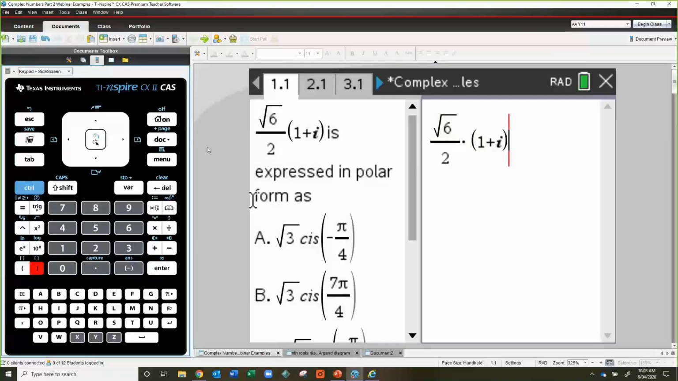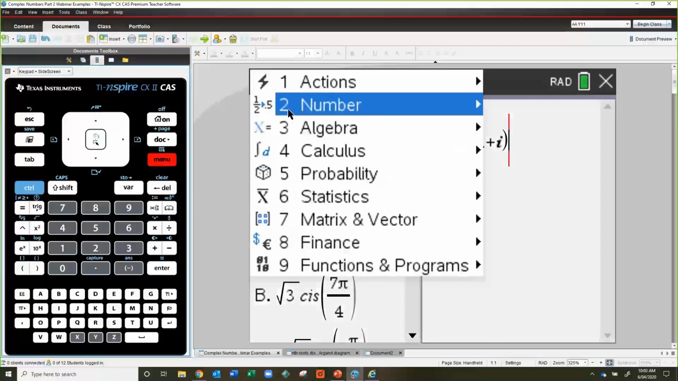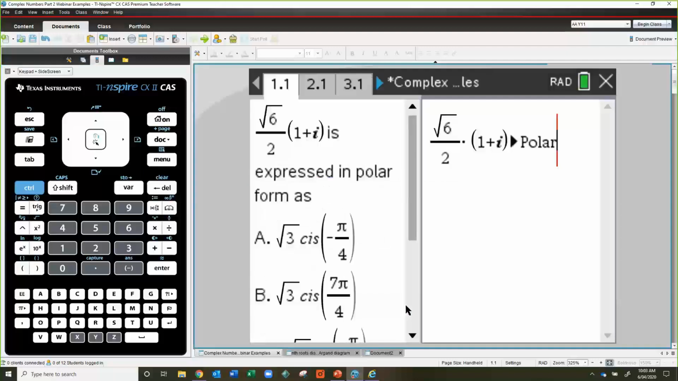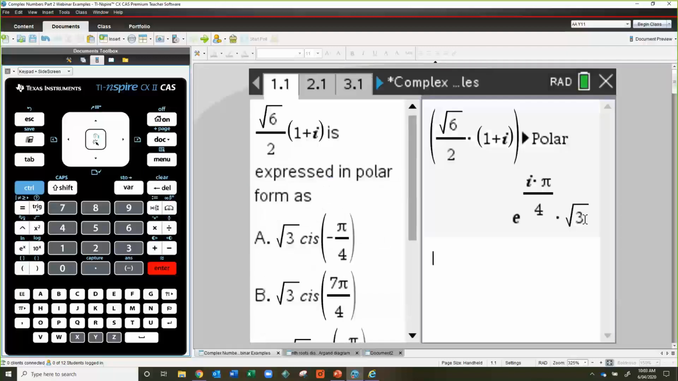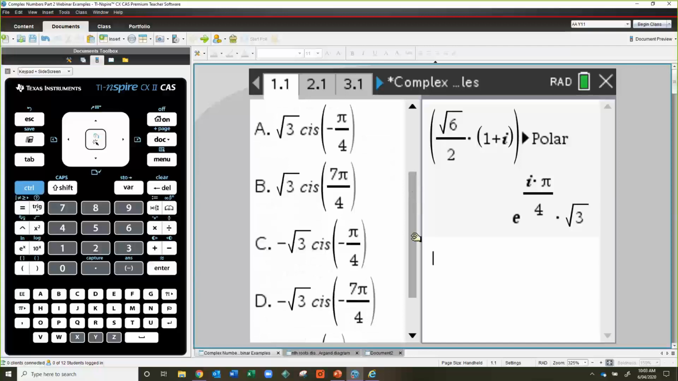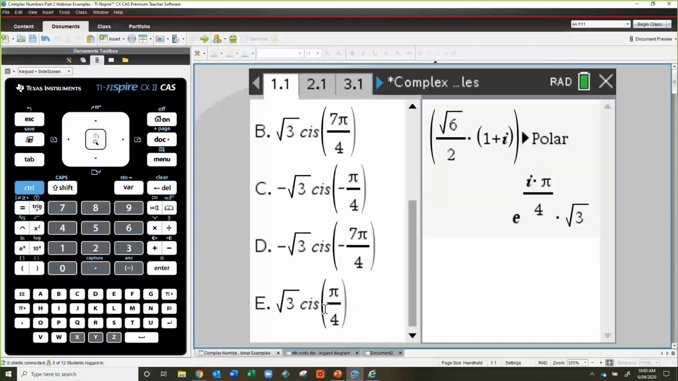What we need to do now is convert it into the polar form. So it's the number and complex number tool, and it is convert to polar and enter. The calculator displays it in this form. That's the modulus, square root 3, and the argument is pi on 4. The calculator always displays the principal argument, so we can see that the correct answer is option E here.